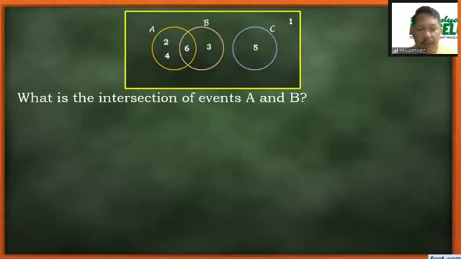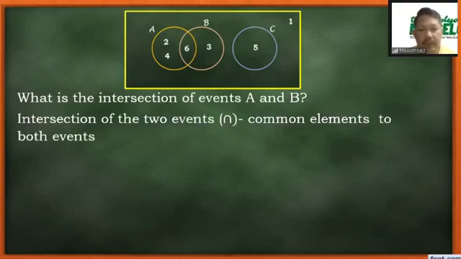Then another one. What is the intersection of events A and B? By the way, class, when we say intersection of two events, this is the symbol. These are the common elements to both events. So now, what is the intersection of events A and B? Again, use the chat box, class. From Lance de la Cruz, 6, very good. From Joshua, and from Ella Balanay, 6. Very good. Our intersection here is 6.